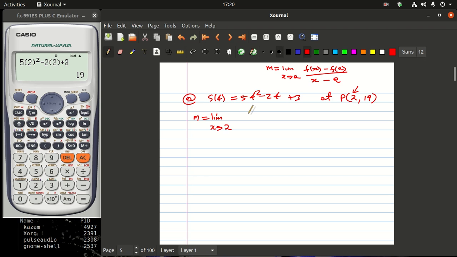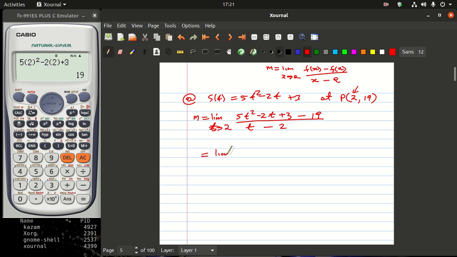So here we will end up having f of x is the same as this s of t, so we'll end up having 5t squared minus 2t plus 3, minus f of a. f of a here is going to be our 19, and then you divide this whole thing by x, but in this case we will end up having a t because we don't have x, we have t's. So this one was supposed to be t, and then minus our 2 there. Now I have this 2 here, the 19 is there, the function is there, and then I divide by t. How do I solve that?